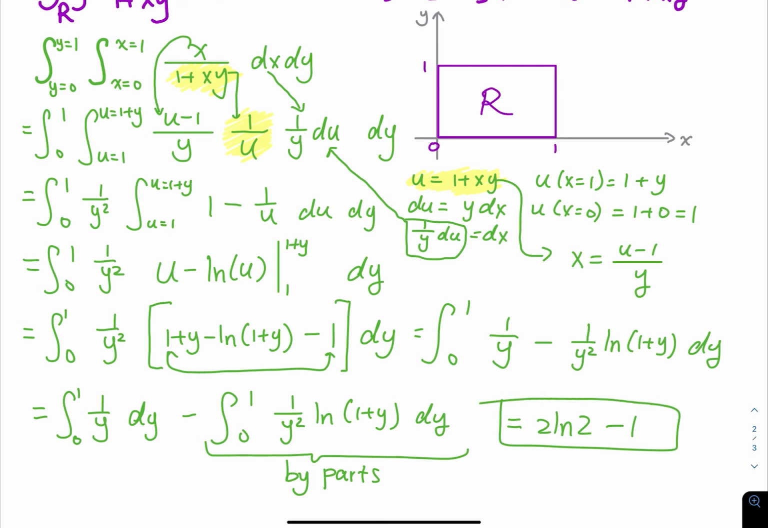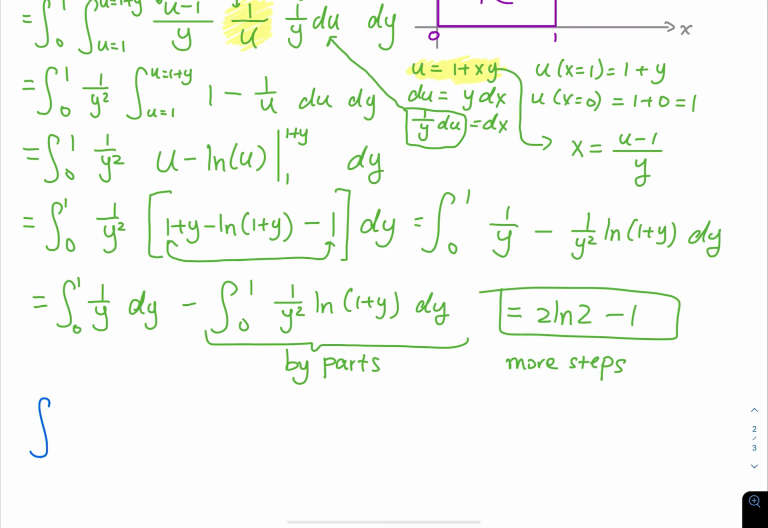So this one has more steps. So instead of doing dx dy, can we do a dy dx? Let's try. Let's try to do a dy dx using a different color. Okay, so I will be doing dy dx.